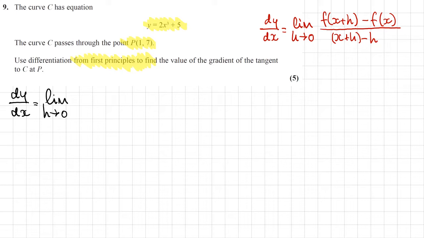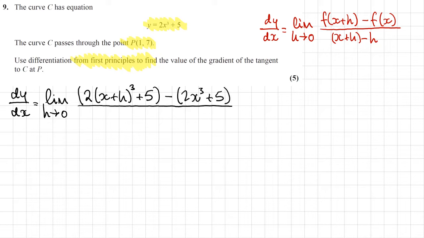Right, so dy dx is going to equal the limit as h tends to 0 of f of x plus h. So that's going to be 2(x plus h) cubed plus 5, there's f of x plus h, minus f of x, so just 2x cubed plus 5, over x plus h minus x. Right, let's simplify that down.